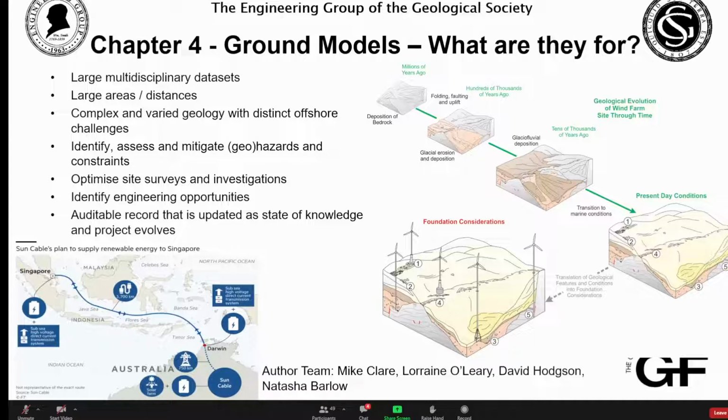And then we explain how the ground model and the accompanying site characterization inventory and geohazard inventory provide an auditable record that can be updated as the state of knowledge and the project evolves. So next slide, please, Chris.